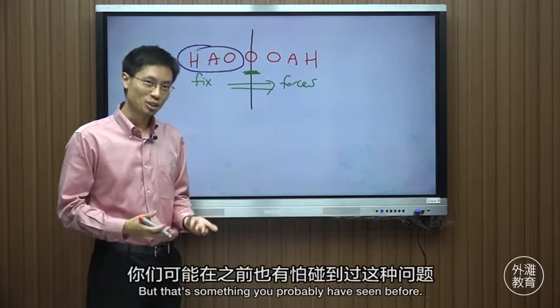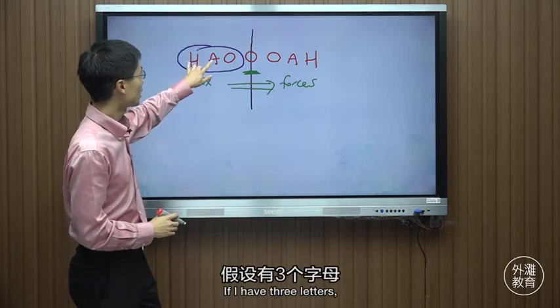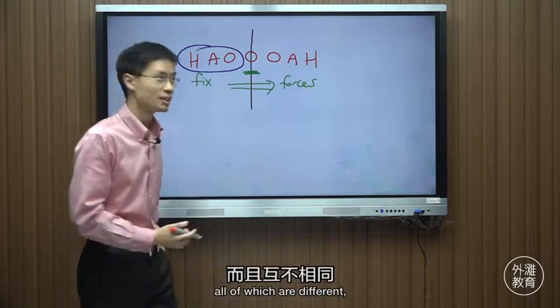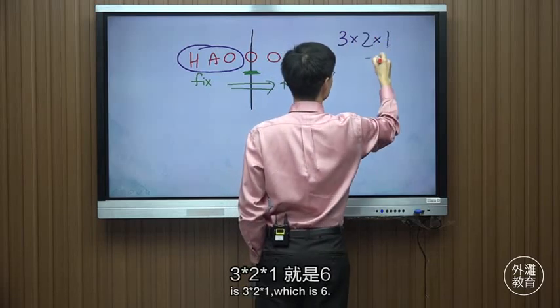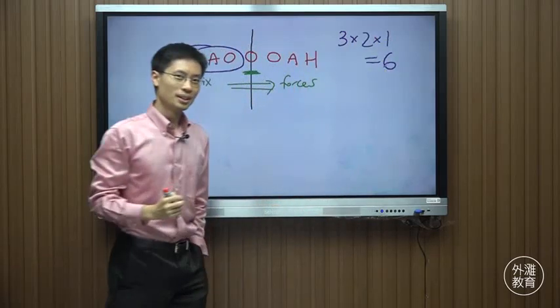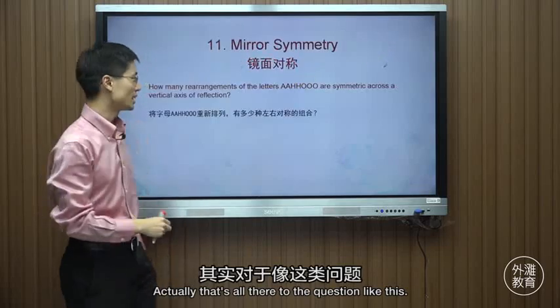But that's something that you probably have seen before. If I have three letters, all of which are different, the number of rearrangements is just 3 times 2 times 1, which is 6. Actually, that's all there is to a question like this.